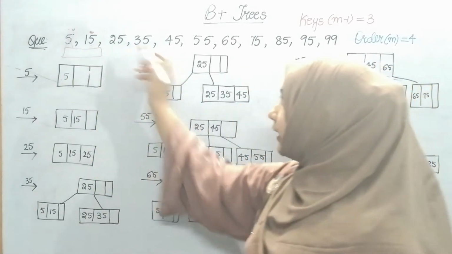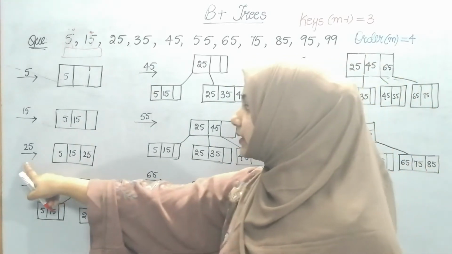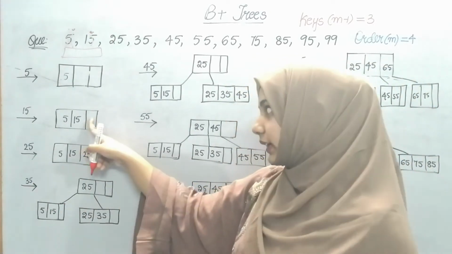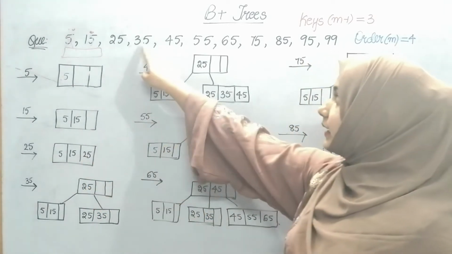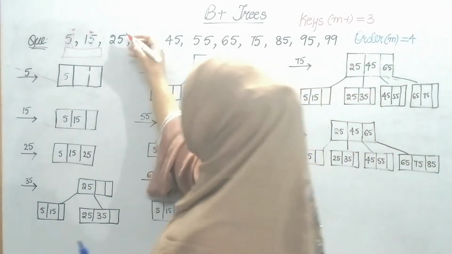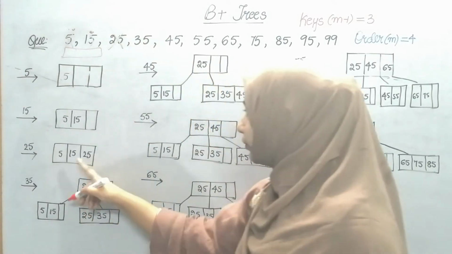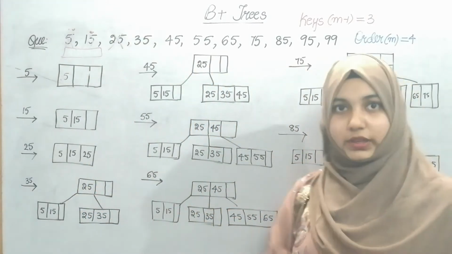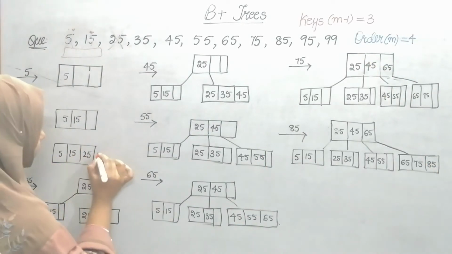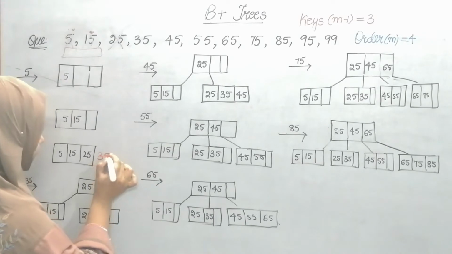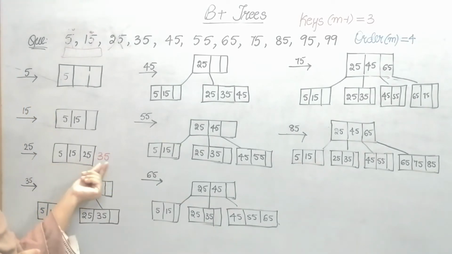Next is what? 25. Let's see 25. There is an empty space here, so I can insert 25. So inserting 25. Now the next element is what? 35. 25 is done. Now the next element is 35. I need to insert 35 here. See here 5, 15, 25. 35 will come at this place. But as we know the maximum capacity is what? 3. I cannot insert this.